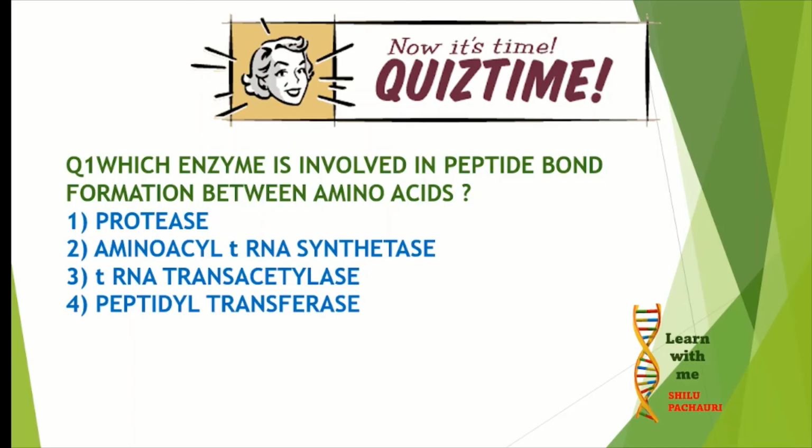Now it's quiz time. So the question is, which enzyme is involved in peptide bond formation between amino acids? And the options are protease enzyme, aminoacyl transfer RNA synthetase enzyme, tRNA transacetylase enzyme or peptidyl transferase enzyme. So answer me in the comment section.